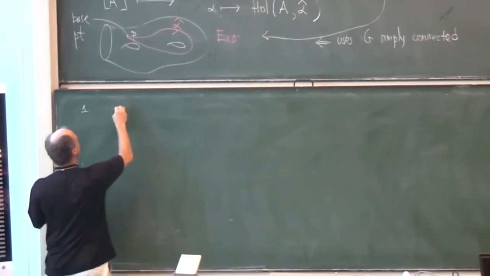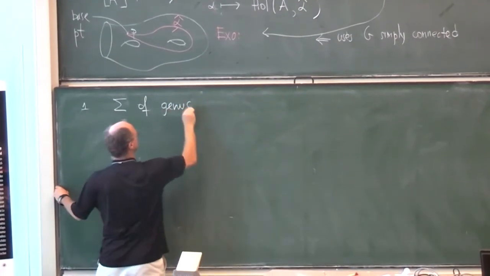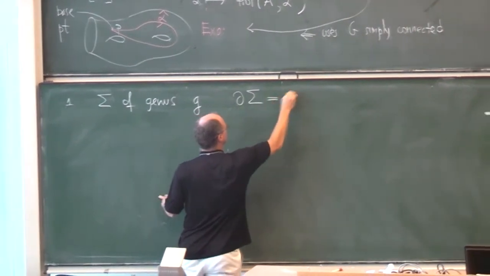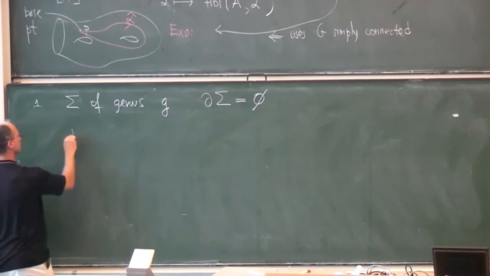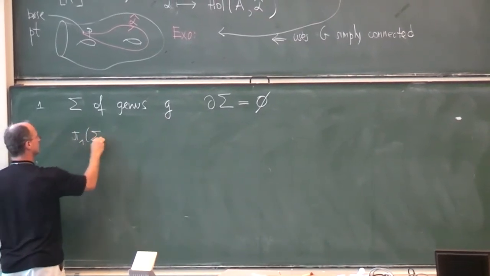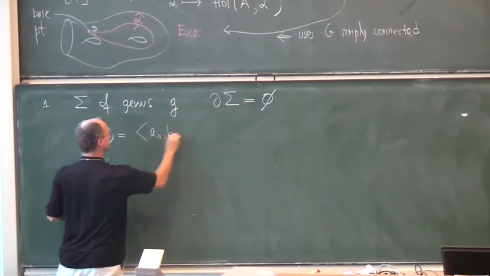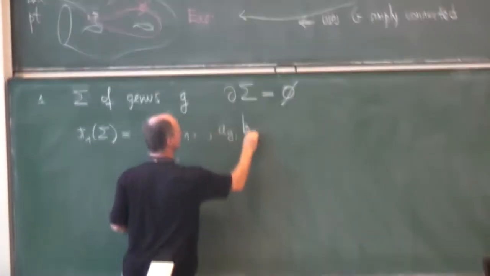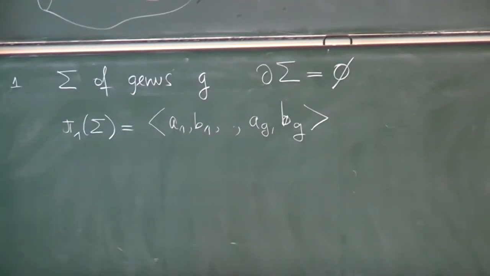So first let's look at the case of sigma of genus G and no boundary. So in this case, pi 1 of sigma is a free group with generators A1, B1 and so on, AG, BG.